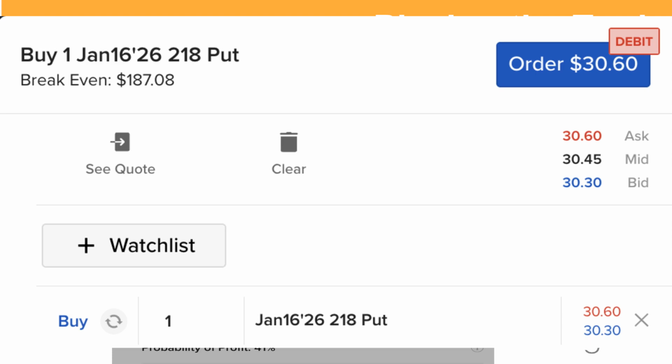In the top half of the order window, you can see a description of the trade, just making sure: buy 1 January 16th, $218 put option. It tells you what the break-even price is going to be. And on the right-hand side, you'll see a blue order button. We're not ready to click that yet. Then you're going to see the ask, the bid, and then the mid price. And we're going to talk about haggling with the market in a moment. And then finally, in that top section, you'll see a reminder of what the order is.